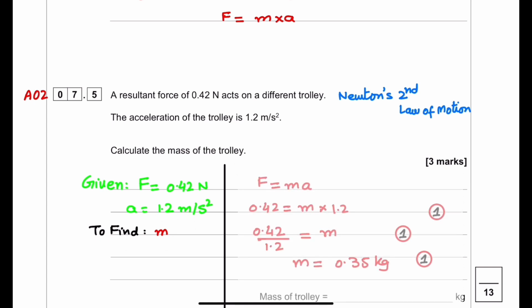Let's see the model answer. We know that force is equal to mass times acceleration. The force is 0.42 Newton. The mass we need to find and acceleration is 1.2 meter per second square. To make the mass of the trolley the subject, 1.2 will go to the other side and it will divide 0.42. So the mass of the trolley, by using the calculator, is 0.35 kilograms.